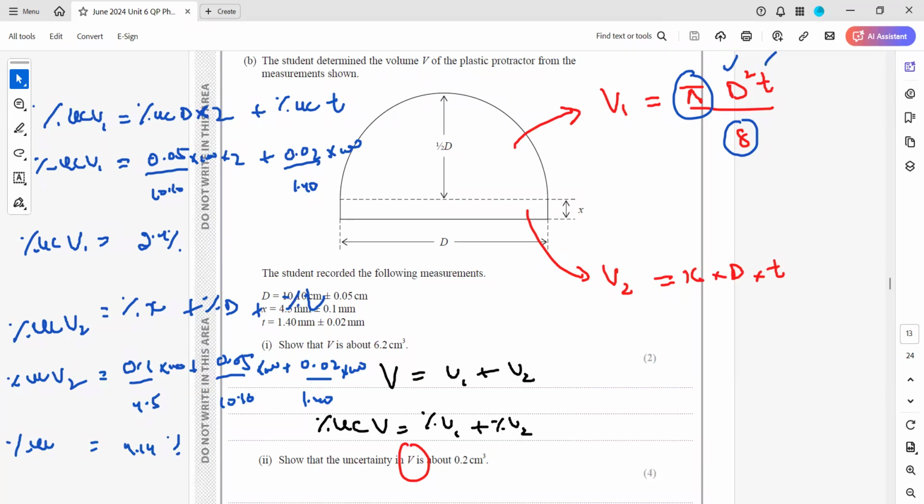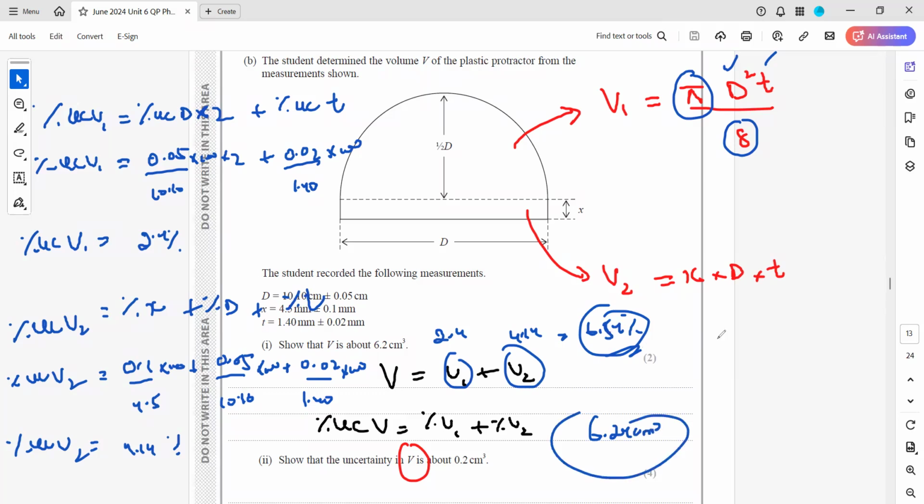Now, what is the total uncertainty in V, because it is calculated from V1 and V2? So uncertainty in V1 is 2.4 and the uncertainty in V2 was 4.14. So we got 6.54%. Now, we need the absolute uncertainty. So what is 6.54% of the total volume? Our total volume was what? You mentioned that 6.24 cm cubed was the total volume.